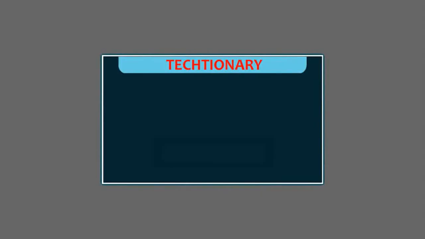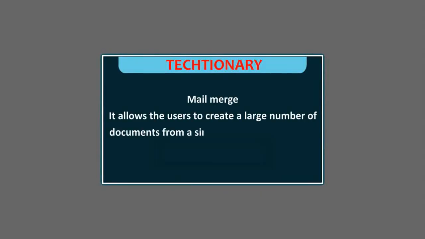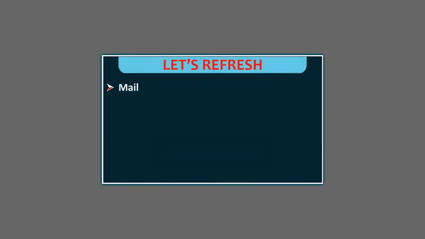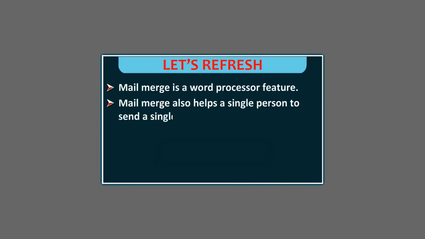Dictionary. Mail merge. It allows the users to create a large number of documents from a single template form and a data source. Let's refresh. Mail merge is a word processor feature. Mail merge also helps a single person to send a single email to a group of different people.